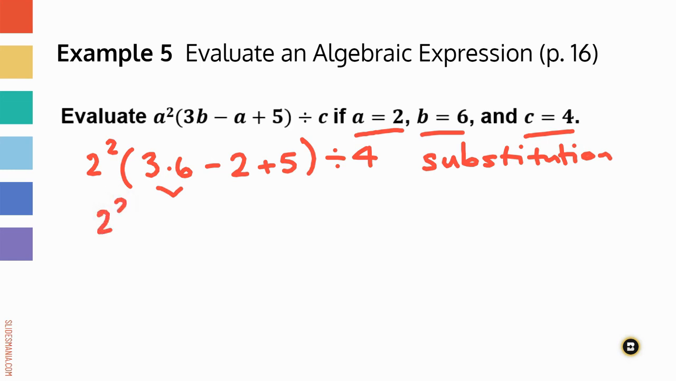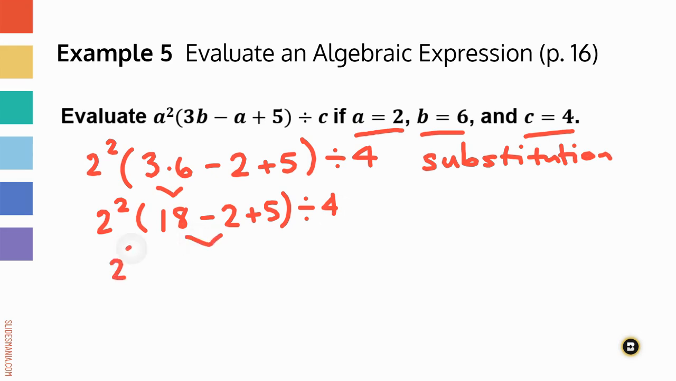So I'm going to bring down 2 squared. 3 times 6 gives me 18. And then I have minus 2 plus 5, and then divided by 4. Okay, I'm still inside my parentheses. So now I'm going to do my subtraction before addition since it comes first, going from left to right.